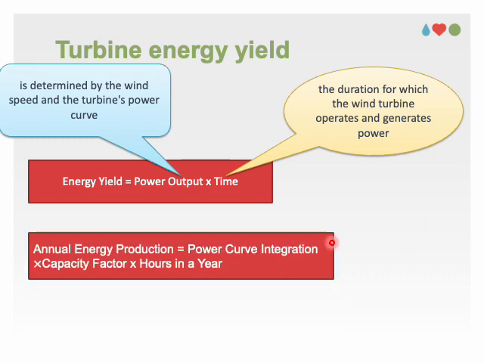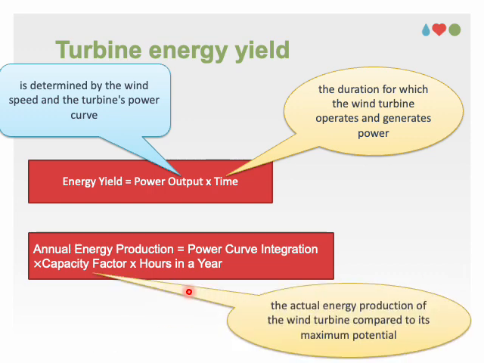The annual energy production of a wind turbine can be calculated using the following formula. The integration in this formulation involves integrating the power output of the wind turbine over a range of wind speeds. The integration is performed by multiplying the power output at each wind speed by the probability density function of the wind speed distribution, as explained in the previous slide.